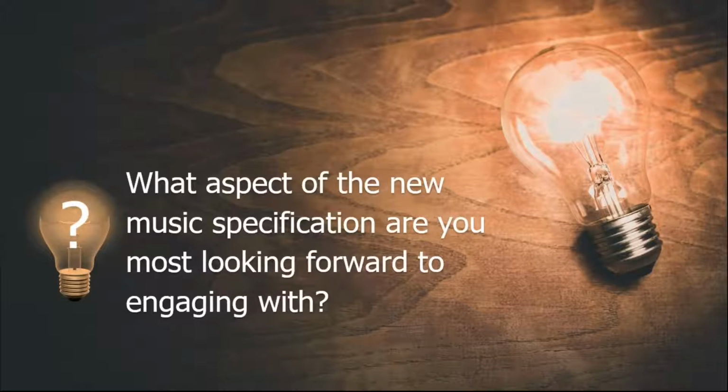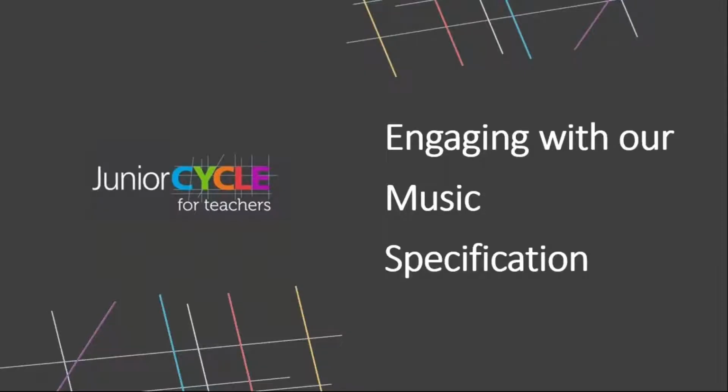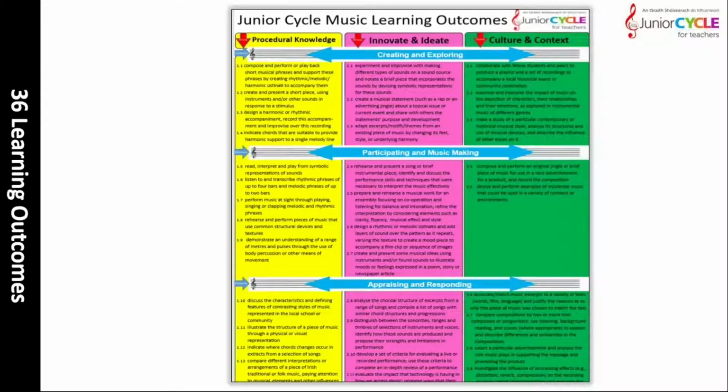So let's start with exploring our music specification. Junior cycle music has been designed for a minimum of 200 hours of timetabled student engagement across the 3 years of junior cycle. The learning that will take place during these 200 hours is contained in 36 learning outcomes.